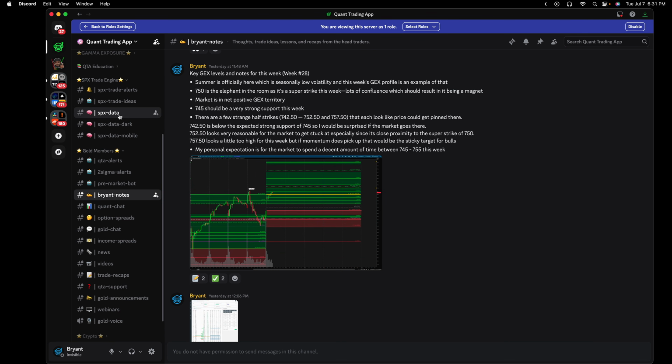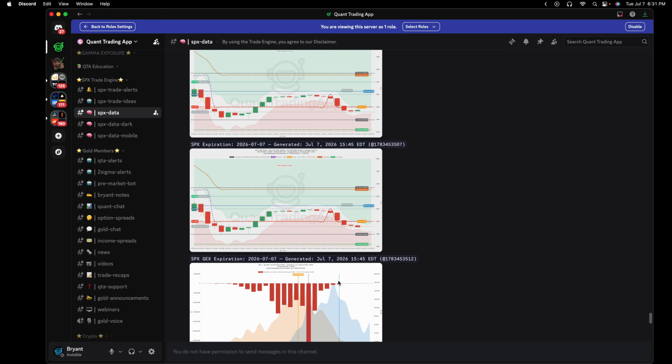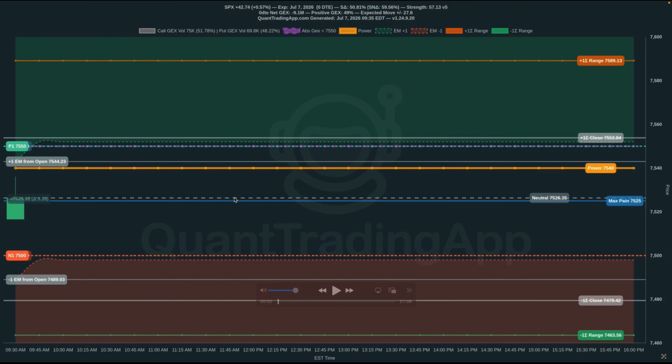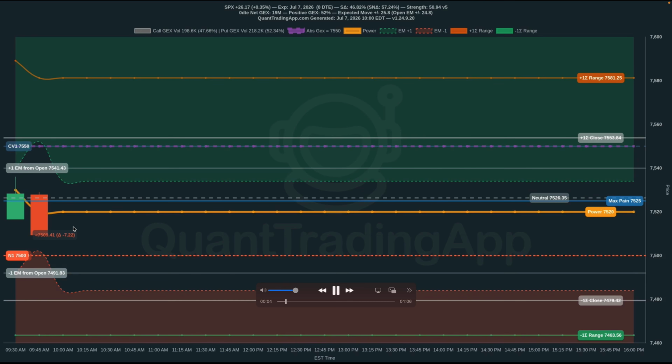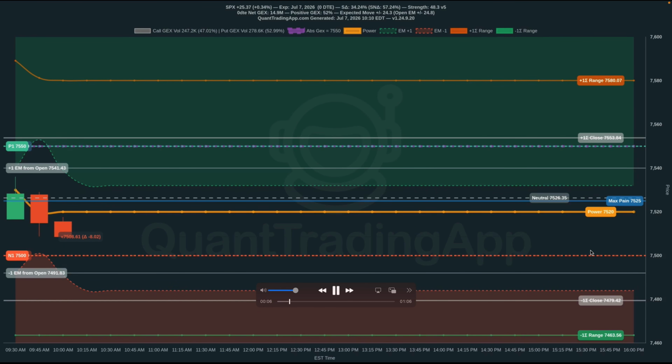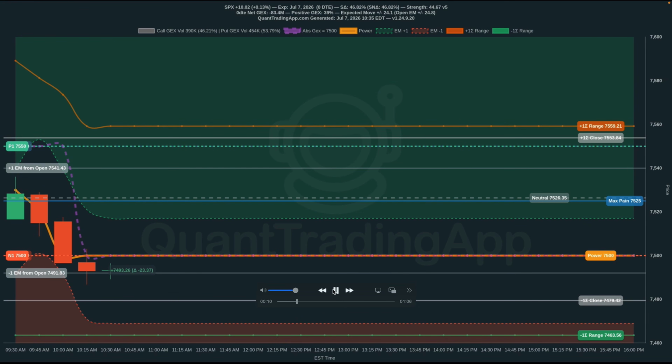Something like the SPX Trade Engine is going to supply additional data. It's going to show us the gamma exposure at intervals throughout the day, but it also has a chart that is going to put a lot of this data on an actual chart. So this is an example of the price action as the market was trading here today. Pay attention to this power strike. This is a proprietary level within Quant Trading App. Let me just pause it right here.